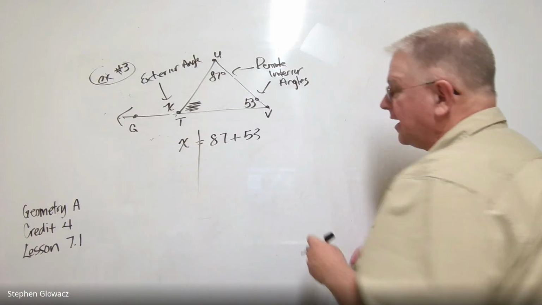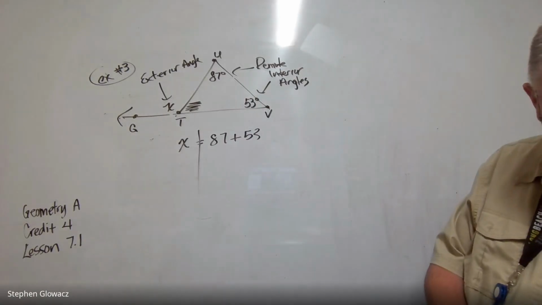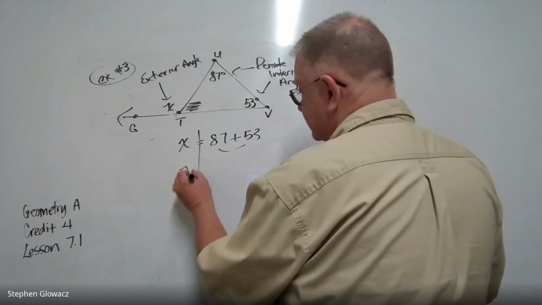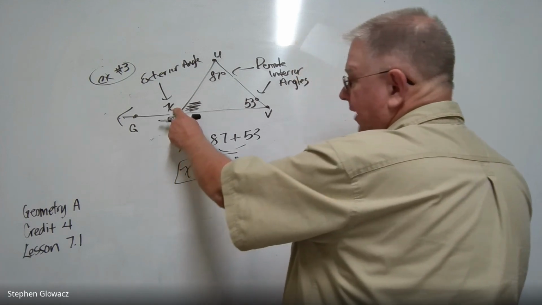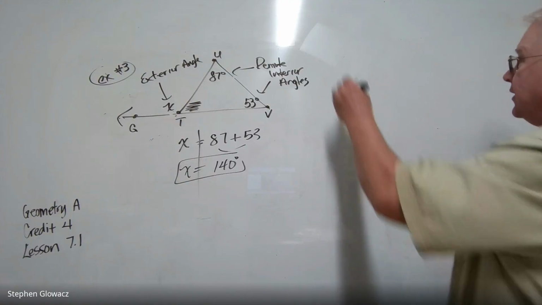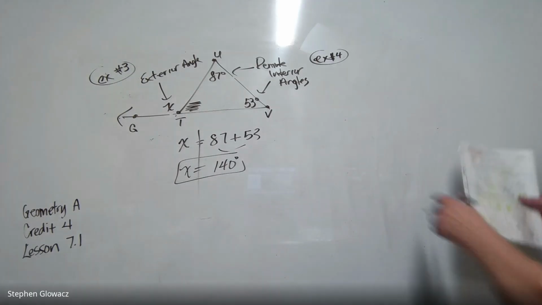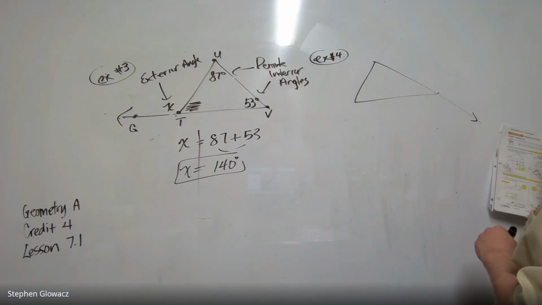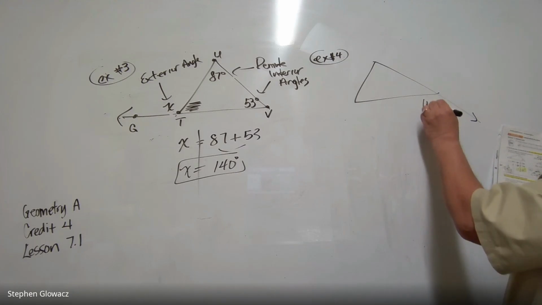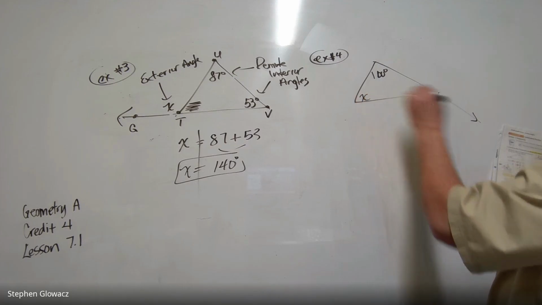And once again, with sum, that tells us we're going to be adding 87 plus 53, and we get 140 degrees. So X equals 140 degrees, or we could say our exterior angle measures 140 degrees. All right, problem number 4, our example for that one is, once again, we're going to be dealing with exterior angles and remote interior angles. And for this one, we have this is 140, this is 100, and there's a question mark here. We're just going to put X there.